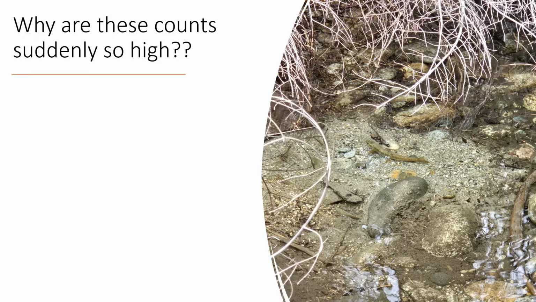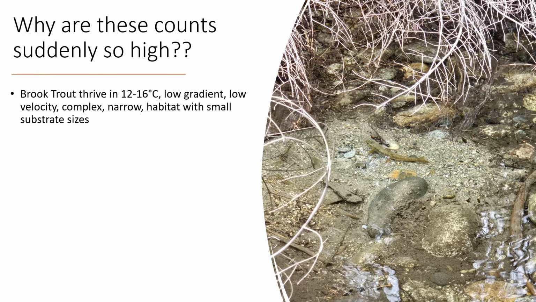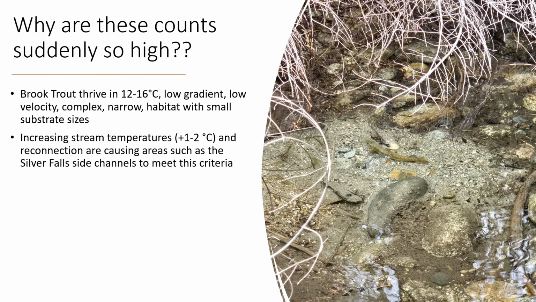Okay, so the next question brought up from this is, why are these counts suddenly so high? Well, there's a lot of literature out there that shows that brook trout thrive in 12 to 16°C water that's low gradient, low velocity, complex, narrow, and has small substrate sizes. And so the increasing stream temperatures, about 1 to 2°C in this portion of the river, and the reconnection are causing areas such as the Silver Falls side channel to meet this criteria.